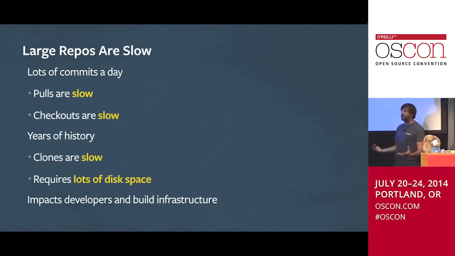And we've got a large repo, right? Hundreds and thousands of files. And there's sort of something tedious about a large repo. They're slow. Pulls are slow. Checkouts are slow. With years of history, we've been developing our Android app for a long time now. You'll find that clones are slow, and they require this vast amount of disk space. And that impacts both developer productivity, means you need meatier developer machines, and it impacts your build infrastructure. It means that your continuous builds take longer. We decided that this wasn't good enough, and we wanted to do something about it.